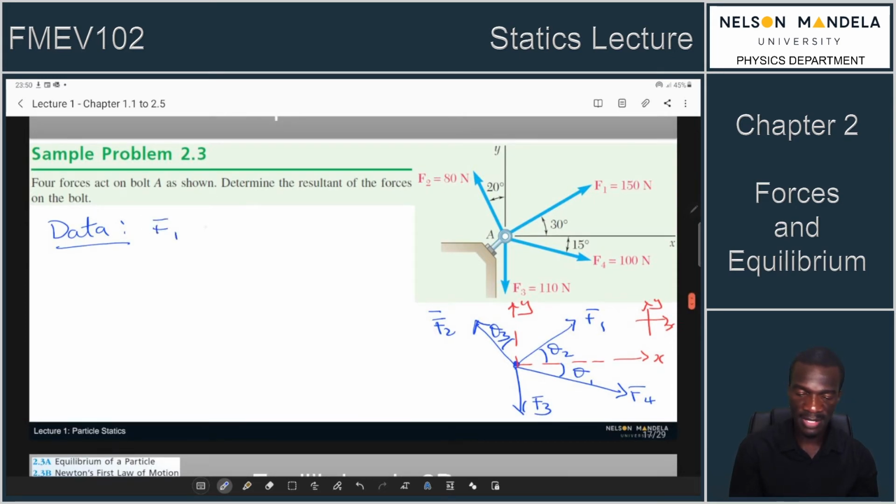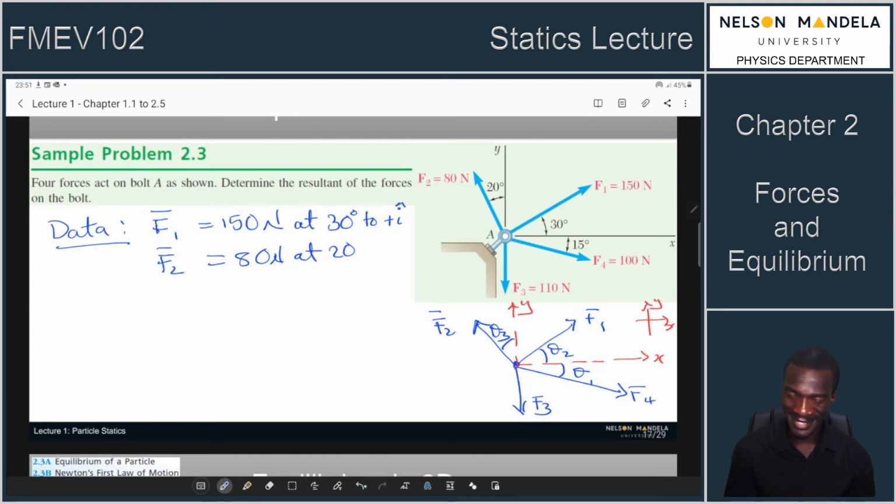Your F1 is a 150 Newton force. Right, so you can then write it as a vector or you can write it as a scalar. If you want to write it as a vector, you will then have to say at this angle. So I can just do that at 30 degrees to the plus i direction. My vector F2 is 80 newtons at 20 degrees. Right, so I can actually say at 70 degrees to the minus i direction.